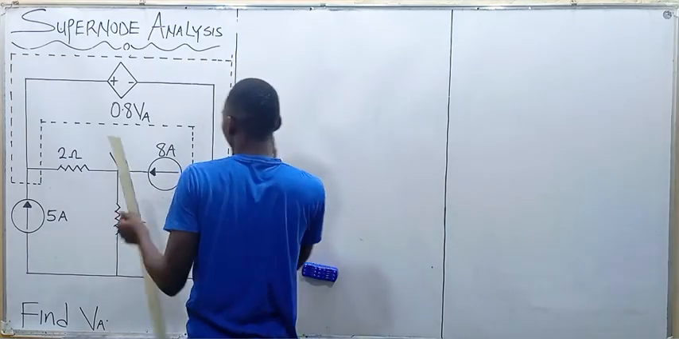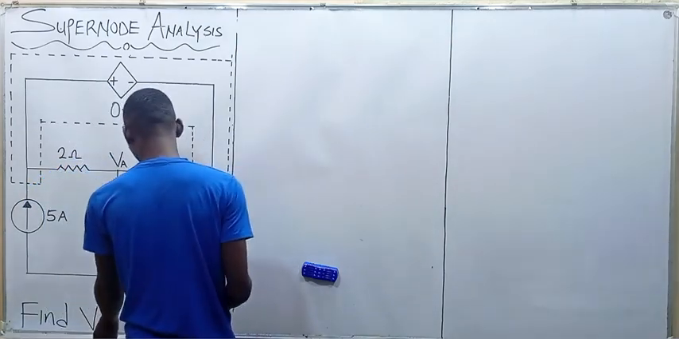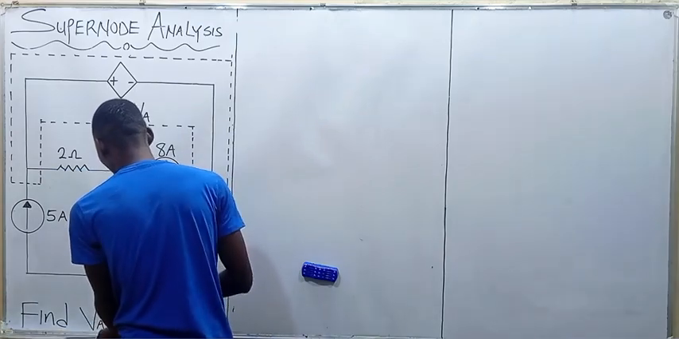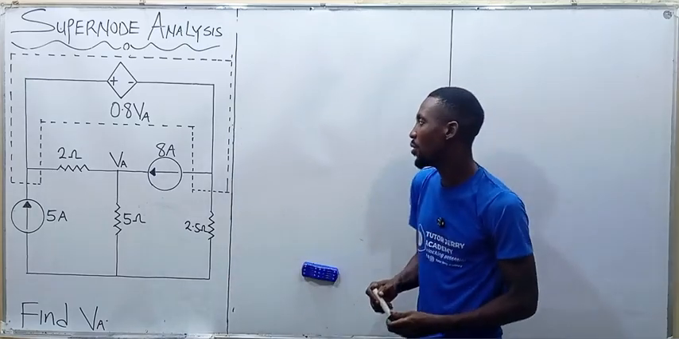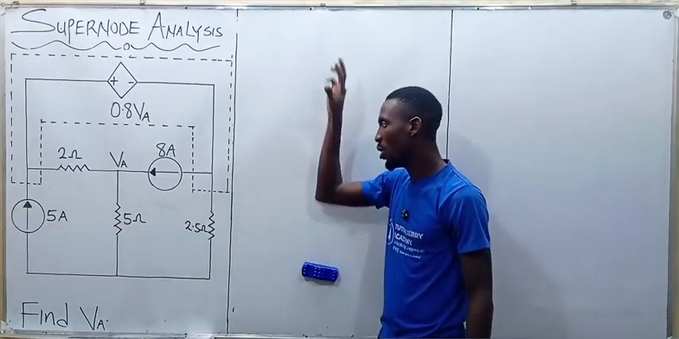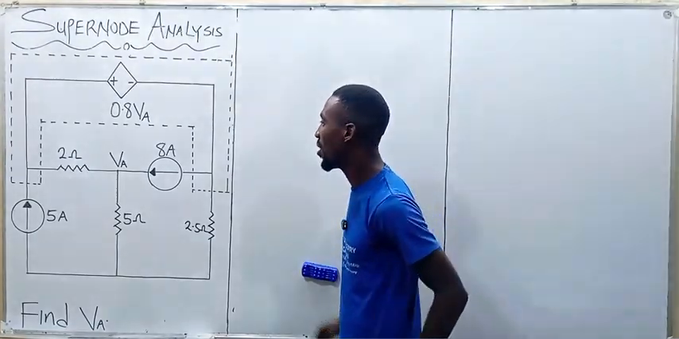All right, so we are treating this part as a single node. It is very important that we do this so that you are not going to make mistakes and you are going to see the clear picture. So you can see we are treating this part as a single node. Now, the next thing we are going to do is to assign our currents.